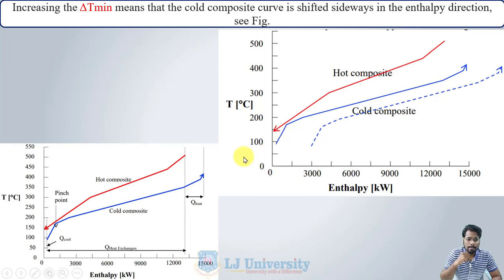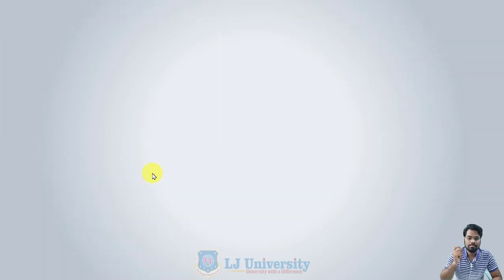In this graph, this line and this line, this Q heat shows the value of hot side heat utility, and this Q cool shows the cold side heat utility which you need to provide externally to achieve a required output.